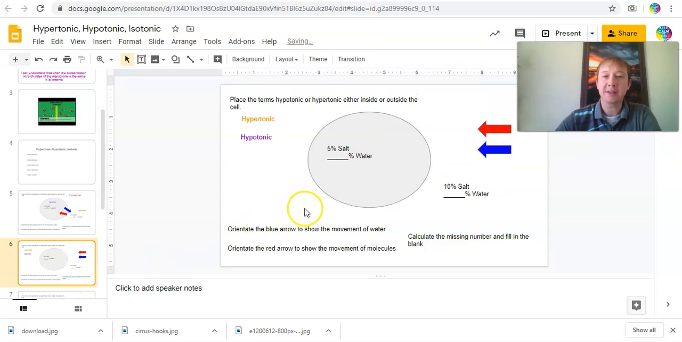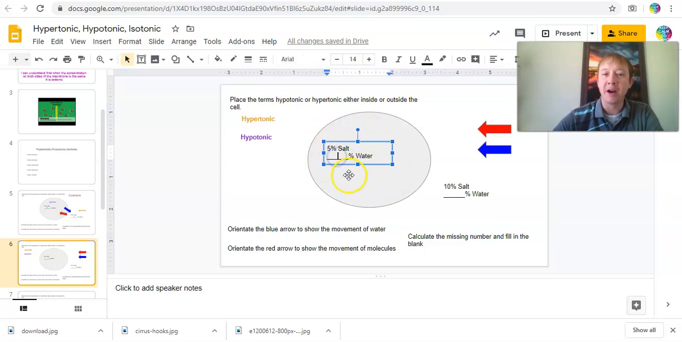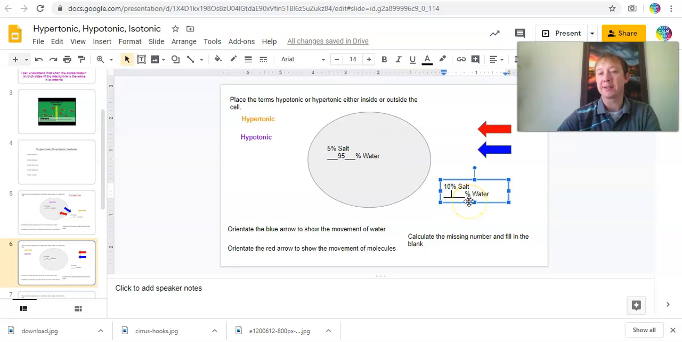Looking at page 6, let's do this one together. We can see we have a 5% salt concentration. Knowing that it has to add to 100%, we'll click right on the line. It says 5%, which means this has to be 95% water, so it adds to 100. Now with this one, it says 10% salt. You can take 100 minus 10, so that would be 90. So that's how we calculated the missing numbers and filled in the blanks.